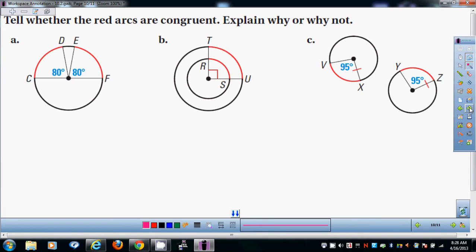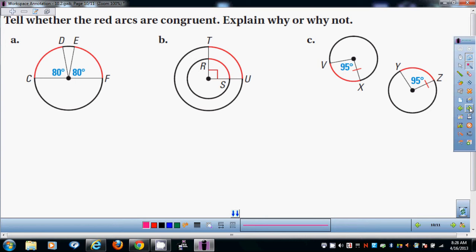What about A? Are they congruent? Yes, they are. They come from the exact same circle, and they have the same central angle. That's the kind of thing you look for. Are their circles the same size, and do they have the same central angle?